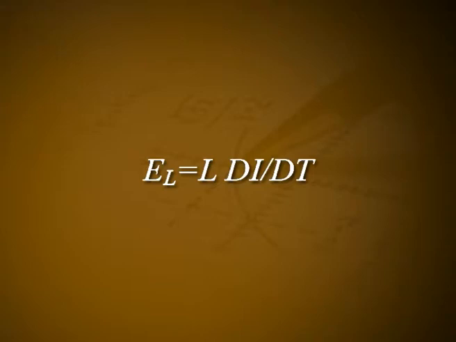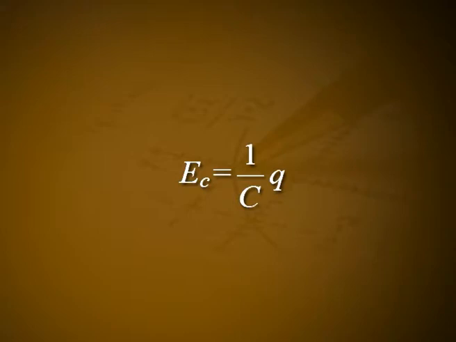Secondly, there is an inductor of inductance L henries which produces a potential drop E_L equal to L into dI by dt. Thirdly, there is a capacitance C which produces a potential drop E_C equal to 1 by C into Q. All these potential drops are balanced by the battery which produces a voltage E volts.